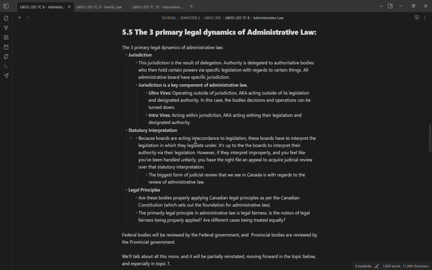Statutory interpretation. Because boards are acting in accordance with legislation, they have to interpret the legislation under which they legislate. It is up to the boards to interpret their authority via their legislation. However, if they interpret their legislation improperly and you feel like you've been handled unfairly, assuming that you're interacting with an administrative board, you have the right to file an appeal to acquire judicial review over that statutory interpretation.